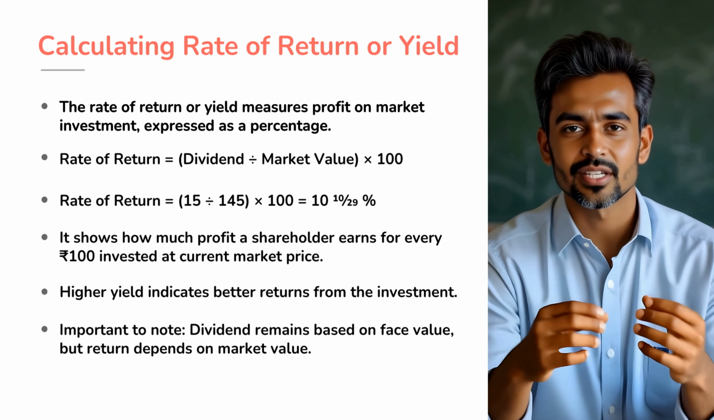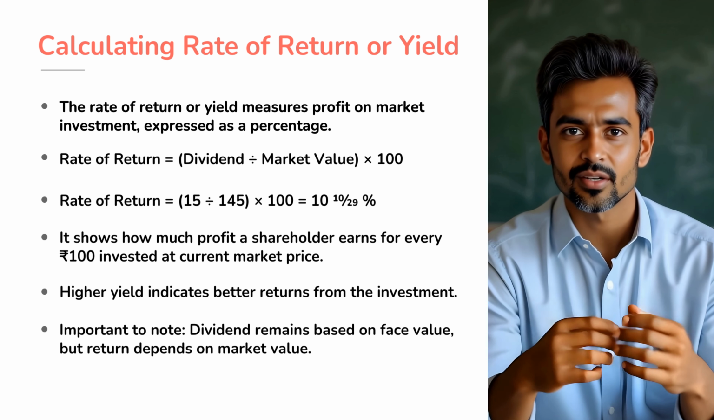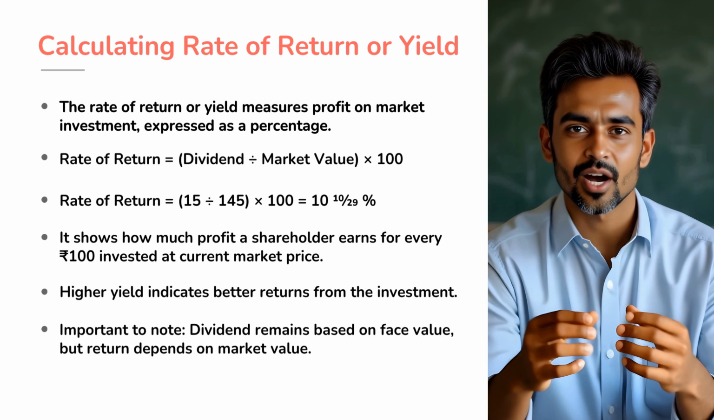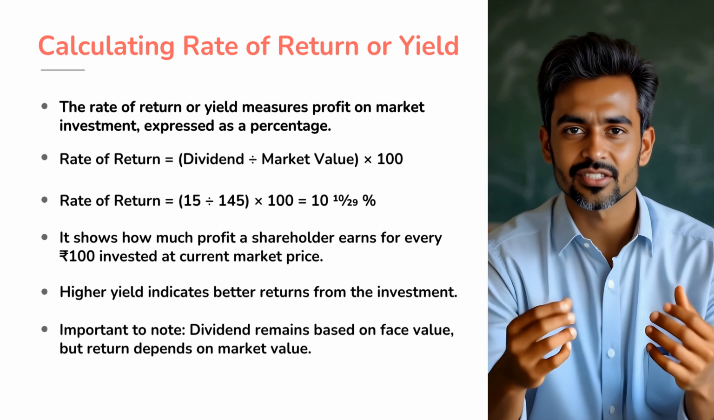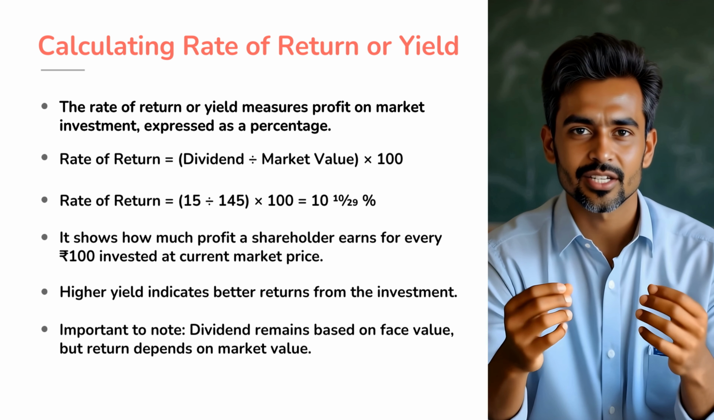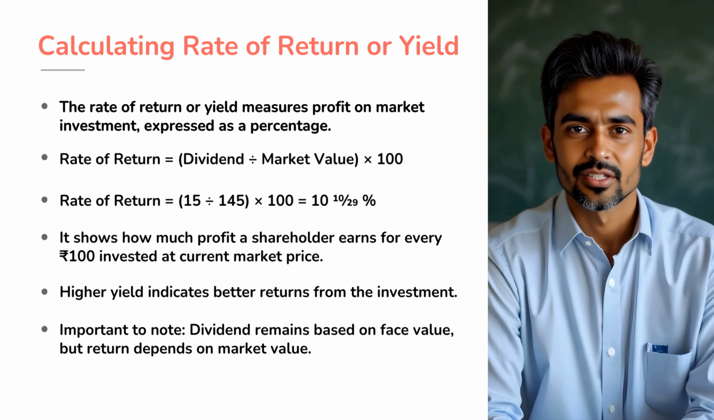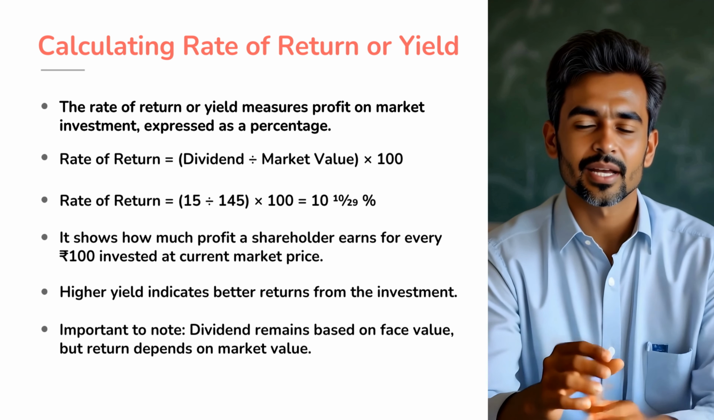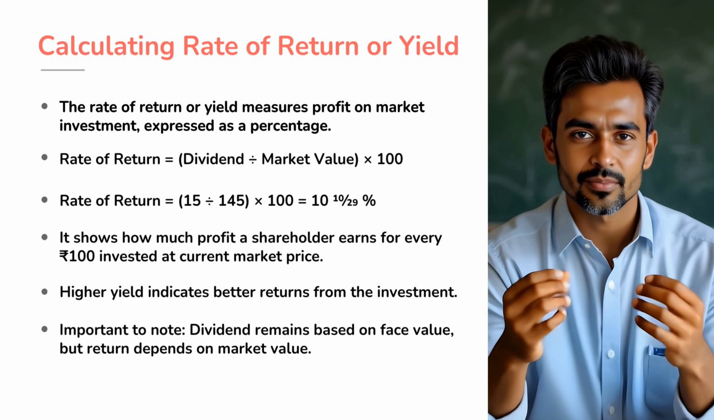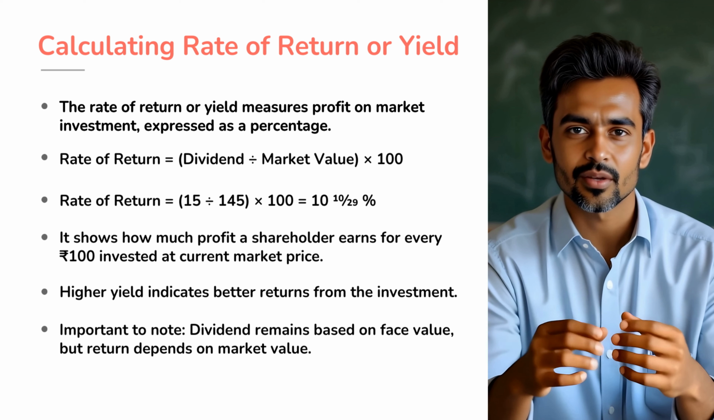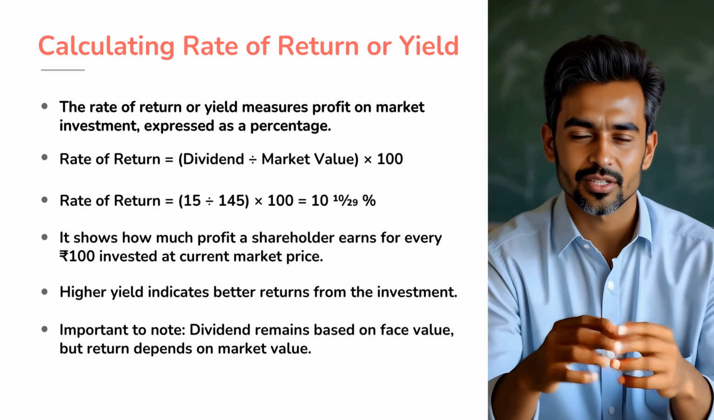Now, here comes the heart of the concept, the rate of return, also called yield. This is a powerful tool to compare how good or bad an investment is. We calculate the yield by dividing the dividend by the market value and multiplying the result by 100. Let's put that into a formula. Rate of return equals dividend divided by market value, the whole multiplied by 100.